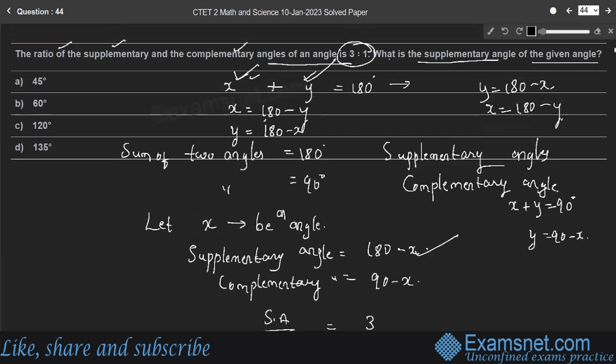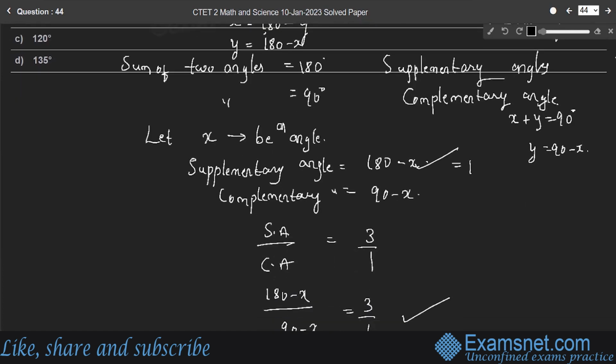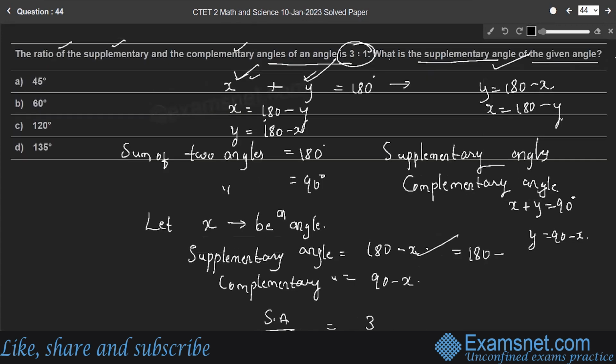Therefore, come back to the question. The supplementary angle of the given angle is 180 minus x, which is 180 minus 45, which is equal to 135 degrees. Therefore, the supplementary angle of x is 135 degrees, right? Hence, option D is the right answer.